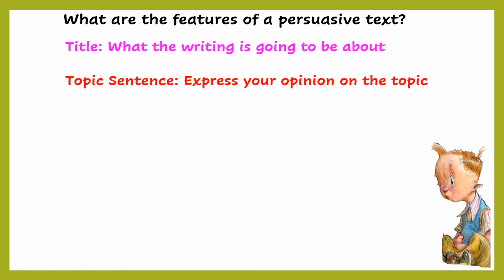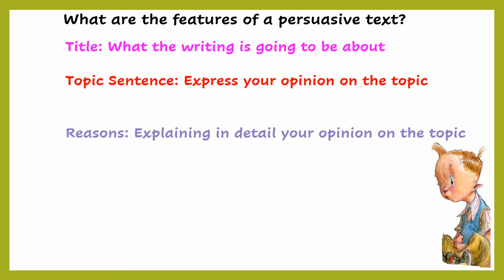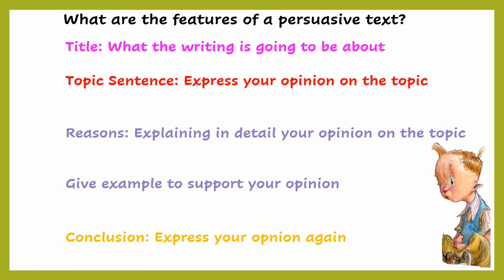Next comes our topic sentence. This expresses our opinion on a topic. Then we have a reason to explain in detail our opinion. Then we give an example to support our opinion. And finally, we end with a conclusion and express our opinion again.